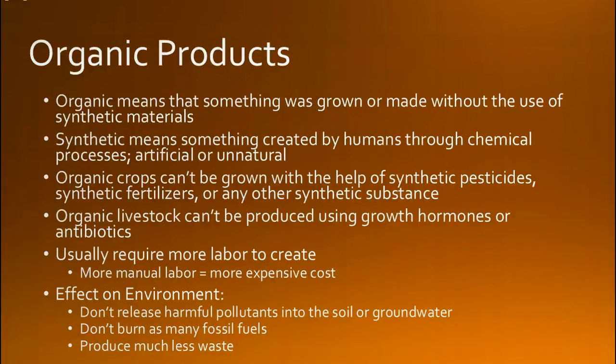Section 3 then, or lesson 3, focuses on organic products and organic product production. So organic means that something was grown or made without the use of synthetic materials. And in case you're wondering what synthetic materials are, these are something created by humans through chemical processes, artificial or unnatural. So anything that was created by humans that is not natural and has been added to the food would be considered synthetic material.